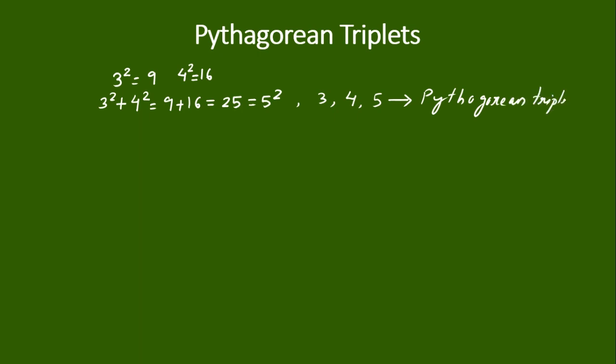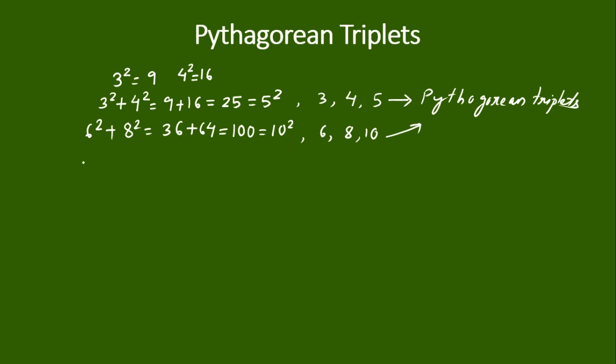Now similarly, we can say 6 square plus 8 square. Now what is 6 square? That is equal to 36 and 8 square is equal to 64. So 36 plus 64 is equal to 100. And how much is 100? That is equal to 10 square. So again, this 6, 8 and 10 are also Pythagorean triplets.